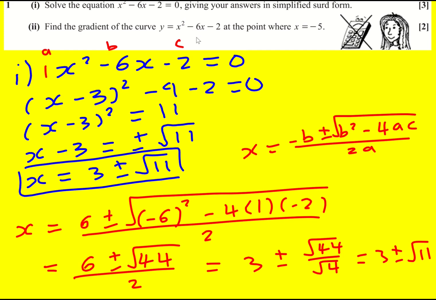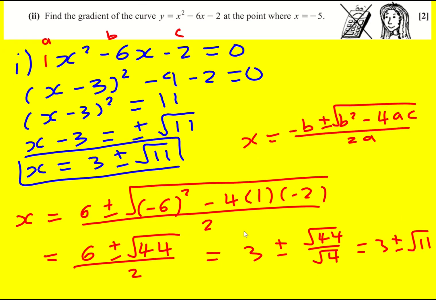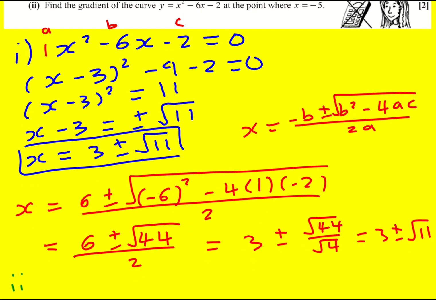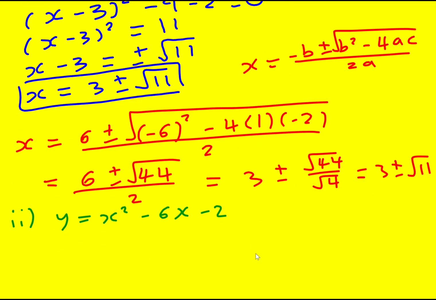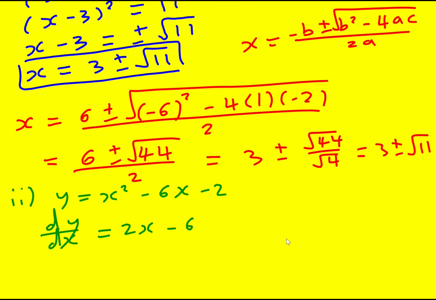We're then asked to find the gradient of the curve y equals x squared minus 6x minus 2 at the point where x is equal to minus 5. So the instantaneous gradient is found using dy by dx, and it's equal to 2x minus 6. I bring the power down, subtract 1 from the power, do similar here, although you've got to learn that when you have the x, you just get rid of it, because it's basically a straight line graph, and the minus 2 doesn't have a gradient.